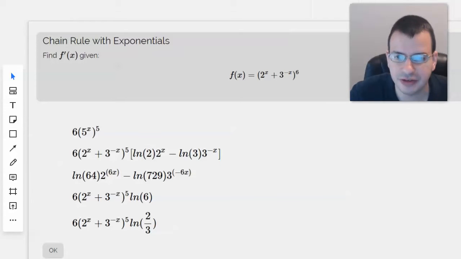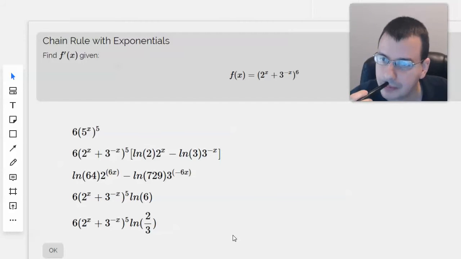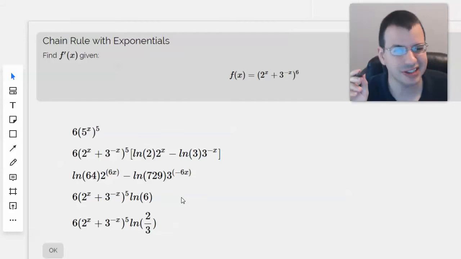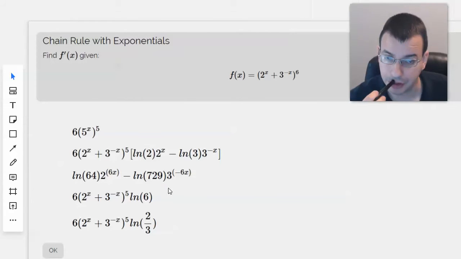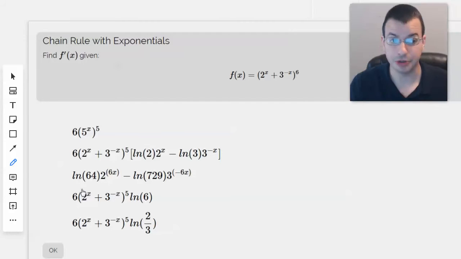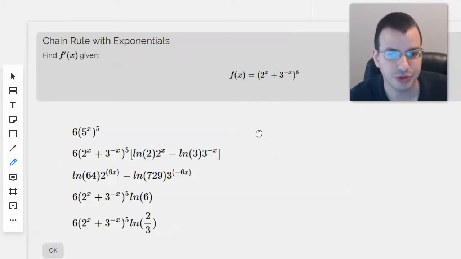Find f prime of x given that f of x equals (2 to the x plus 3 to the minus x) quantity to the sixth. Okay. So this problem is not that difficult, but there are lots of opportunities to mess up, to trip you up. Human performance traps, if you will.